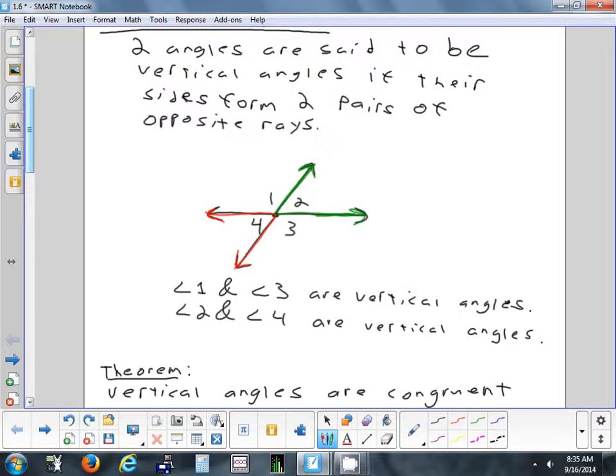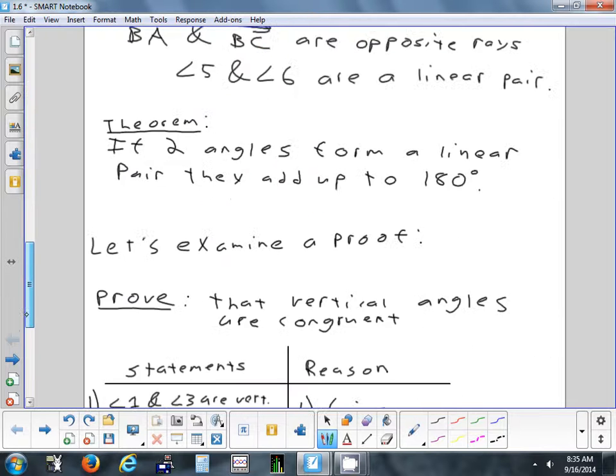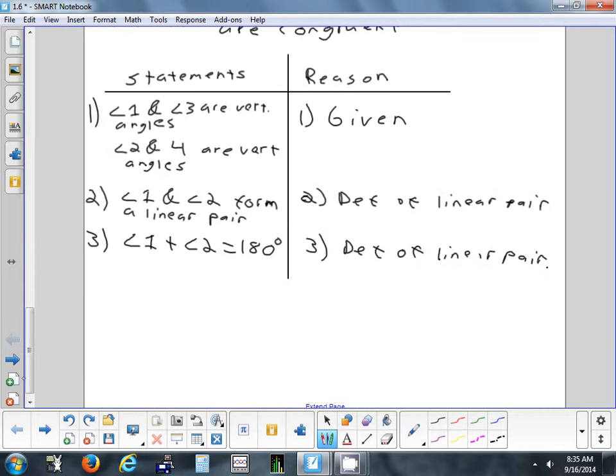So 1 and 2 are a linear pair, and 4 and 3, but I didn't use 4 the first time. So that's not going to help. So 2 and 3, that's going to help. Okay? We're going to say 2 and 3 are a linear pair. Okay, so step 4: angle 2 and angle 3 form a linear pair.